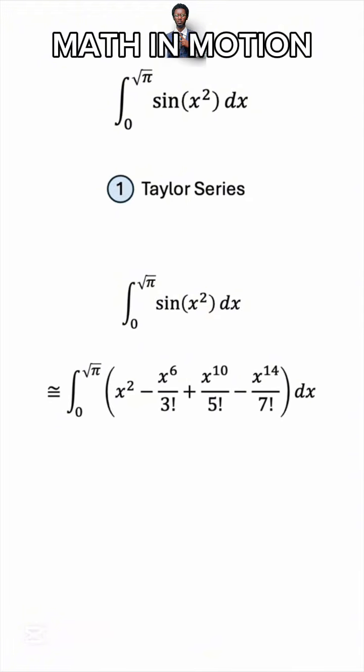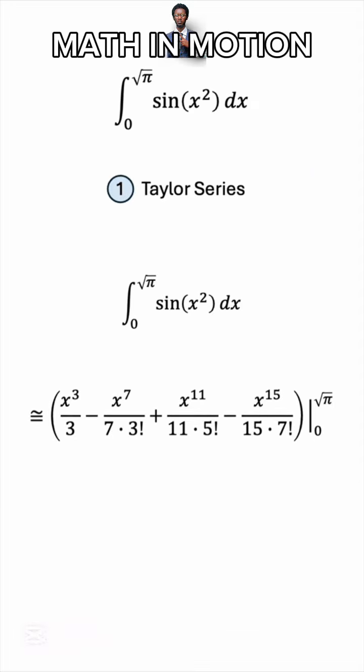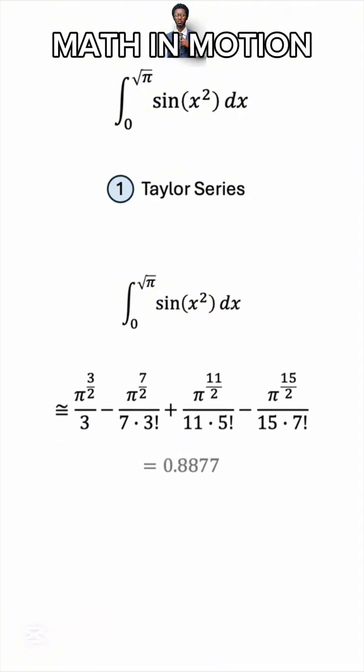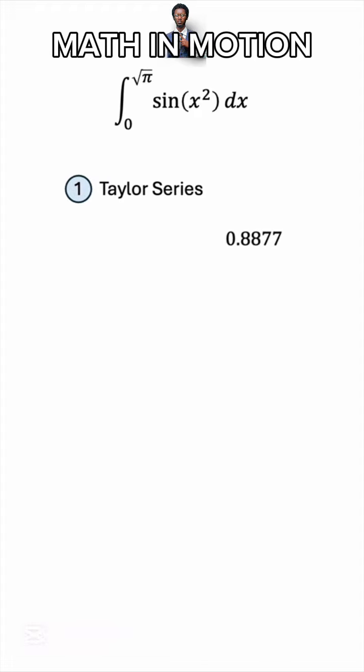Integrating this polynomial is of course very easy. And we'll plug in the bounds 0 and root pi. The result will be the following. And this evaluates to approximately 0.8877. So that's the result using Taylor series.